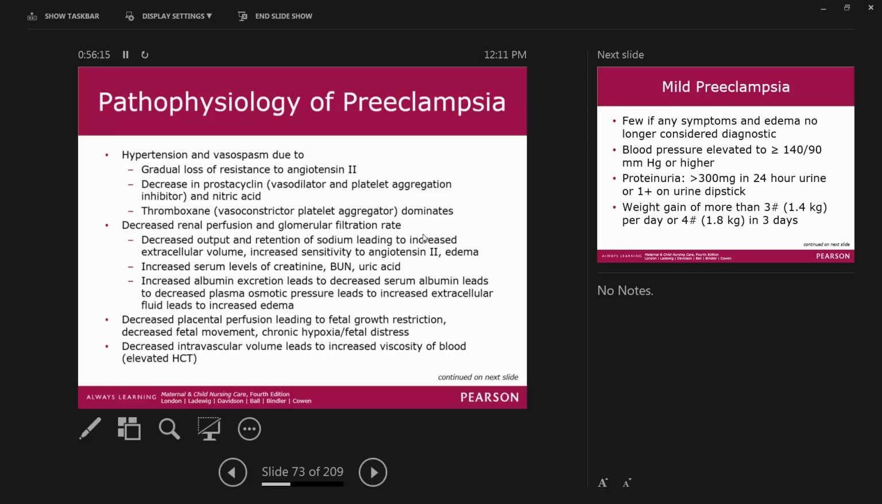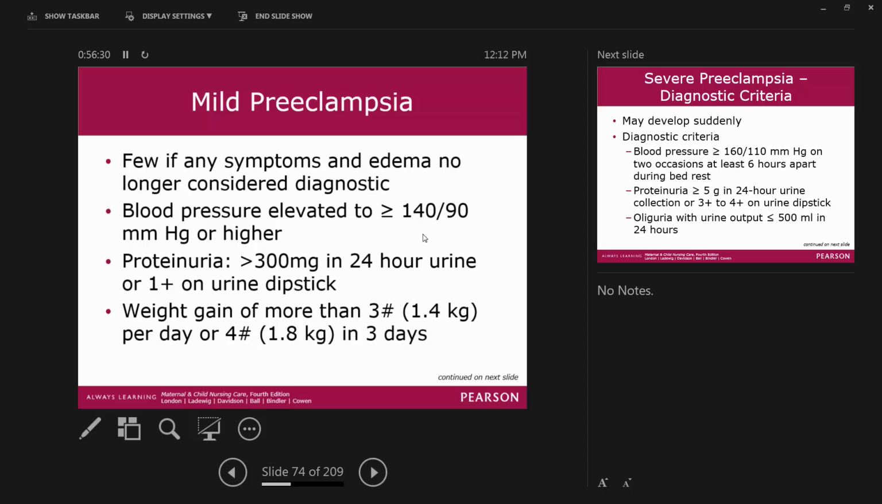So, anyways, we're hurting our perfusion to our uterus, which hurts our perfusion to our placenta and to our baby. Okay. All right. So that's just kind of the basic physiology there.